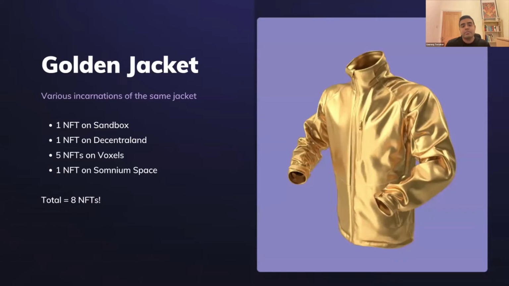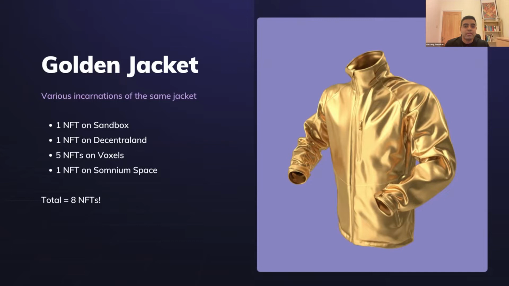Just to help you understand the problem a little better, let me take an example of a digital asset like a golden jacket. You have a fashion brand who has designed this amazing looking golden jacket. Now they want to create the digital version of this jacket as a wearable on multiple metaverses. In this case, I'm only talking about the top 4 metaverses in the crypto space right now: Sandbox, Decentraland, Voxels, and Somnium Space. I'm not even talking about other ones like Other Side or any of the other metaverses coming up, right?